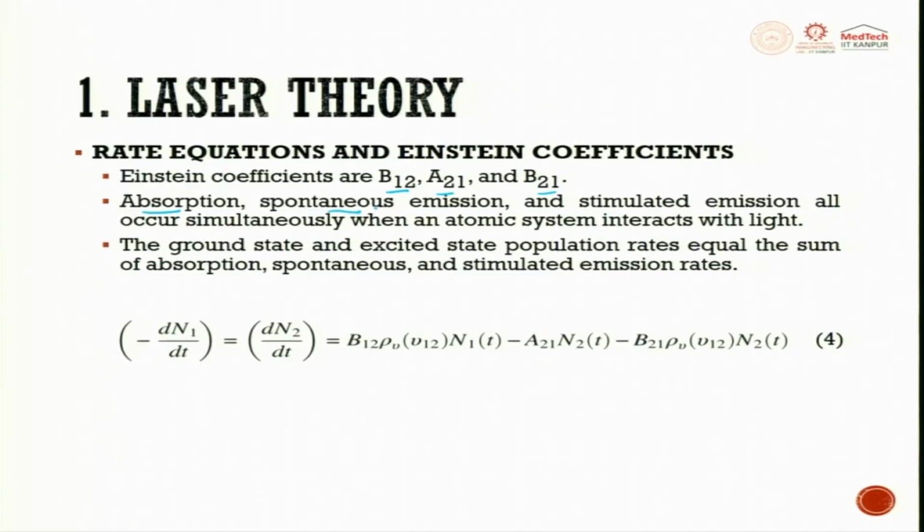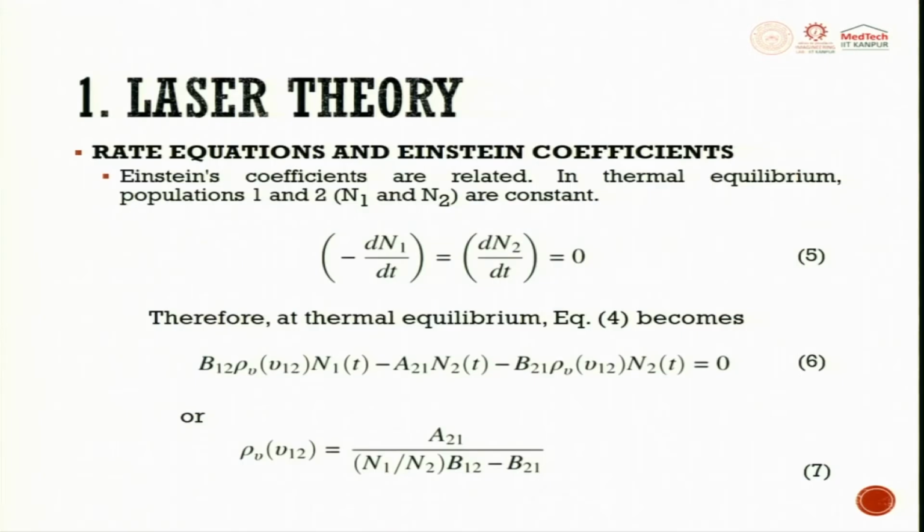Absorption, spontaneous emission, and stimulated emission all occur simultaneously when an atomic system interacts with light. That is how you get more and more light continuously coming out. The rate of change of the ground state and excited state populations equals the sum of absorption, spontaneous emission, and stimulated emission. So, that is the equation: minus dN1/dt is equal to dN2/dt. Now, the Einstein coefficients are related.